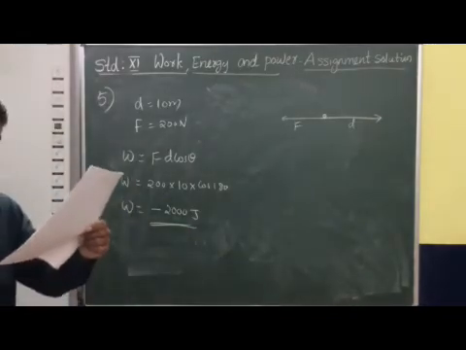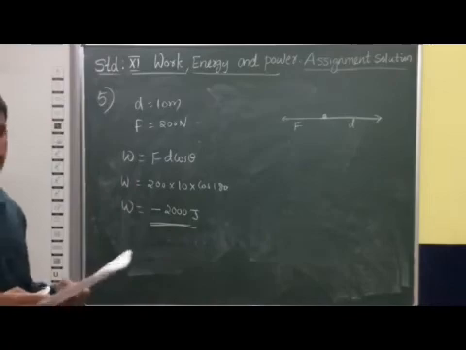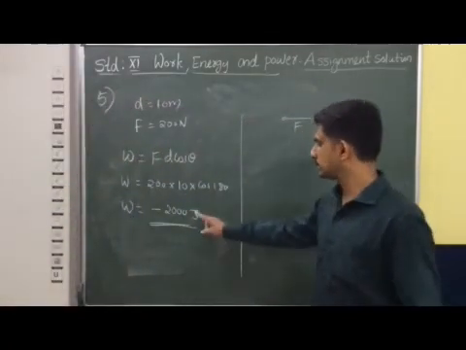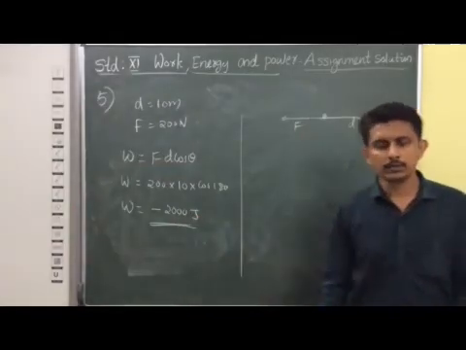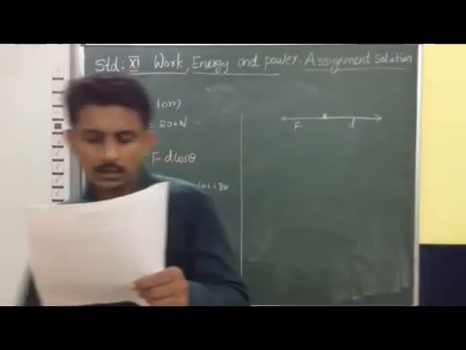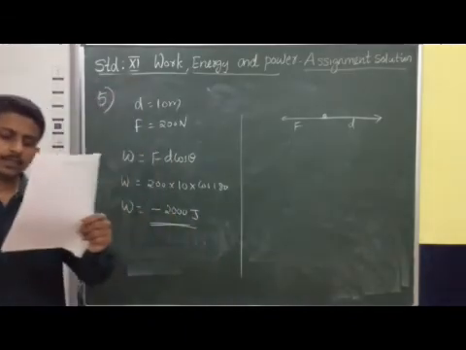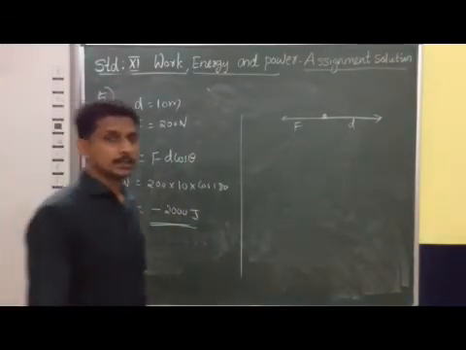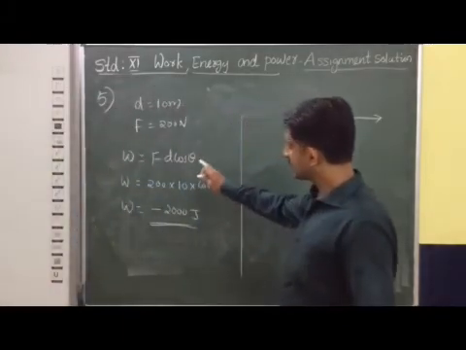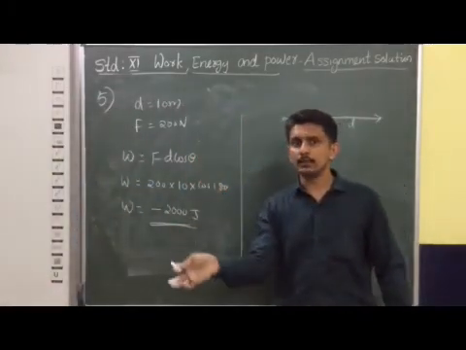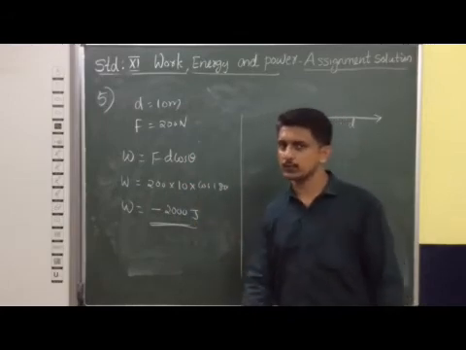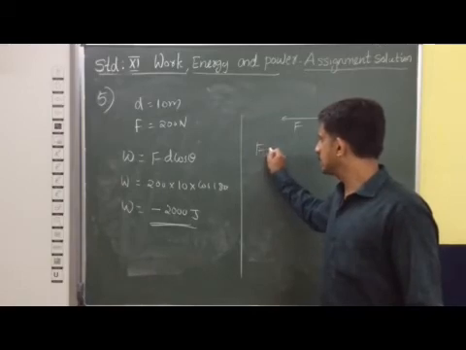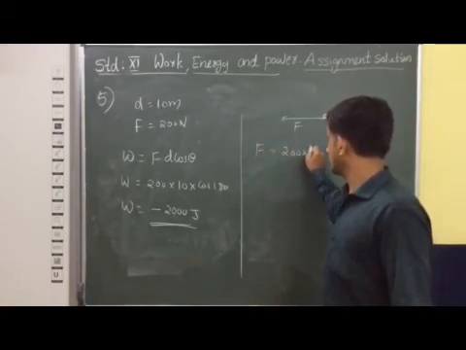Now, how much work does this cycle do on the road? That is the second part. According to Newton's third law, the road is exerting a force of 200 Newton, so of course the cycle is also exerting a force of 200 Newton. Forces are equal and opposite. So we can say that the force is 200 Newton.